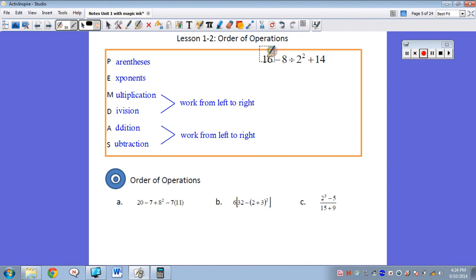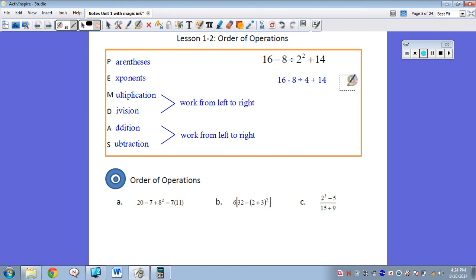Okay, if we look at this problem right here, the first thing you look for are parentheses. Since there are none, then you look for exponents. You have an exponent of a 2 right here. So you're going to do 2 squared first. 2 squared is 4. So you're going to rewrite this expression as 16 minus 8 divided by 4 plus 14.